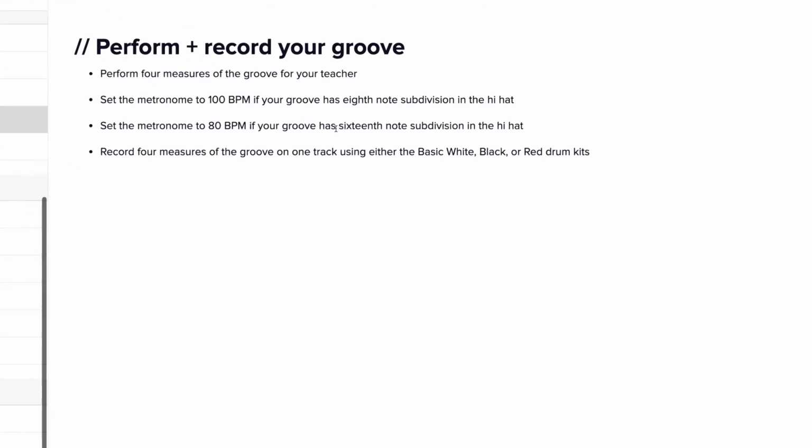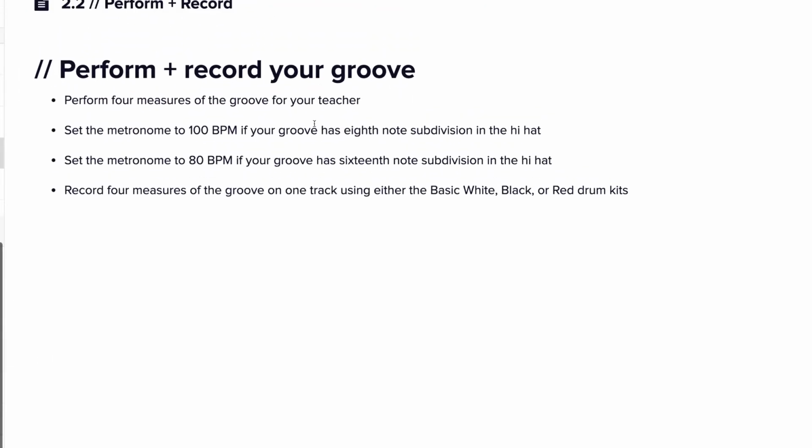All right, so when you're going to perform your groove, you want the metronome to be 100 beats per minute if it's 8th note, and you want it to be 80 beats per minute if it is 16th note. So I was rocking out a nice bright 43 beats per minute. That means I need to continue to speed it up until I get to that tempo. And then it's time to get into your DAW.